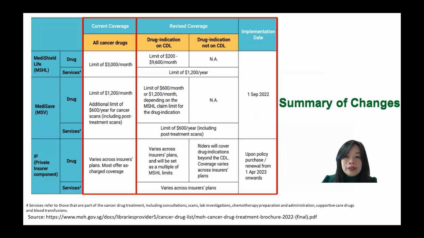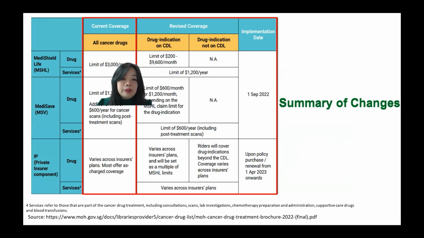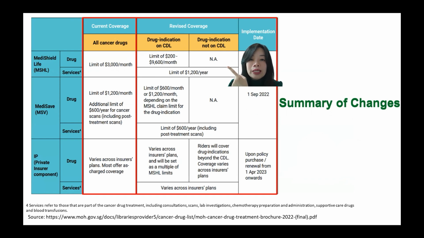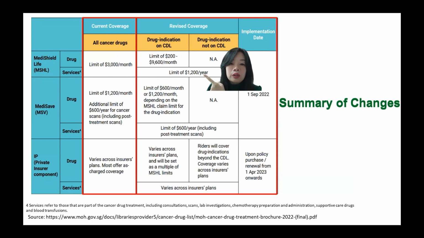So then what are the summary of the changes overview? So for example, for Medishield Life, right, over here, as you can see, there is a $3,000 limit per month. And after the revision, right, it will be $200 to $9,600 per month, depending on the drug that's being used. Okay, so if the drug is not under the CDL, not under the cancer drug list, it will not be covered. Therefore, you see NA. Okay, so for the services, it will be limit of $1,200 per year.